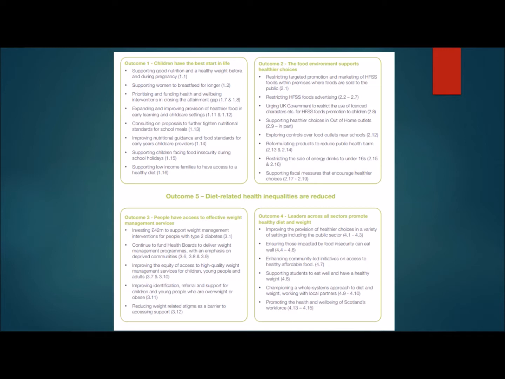So the aim is that these 4 will all come together to help produce outcome 5, which is to reduce diet-related health inequalities, to get everybody to have the same opportunities to get themselves to a healthy weight and diet.